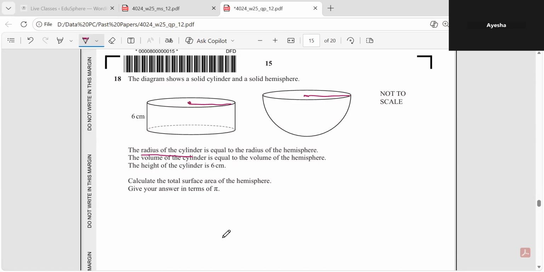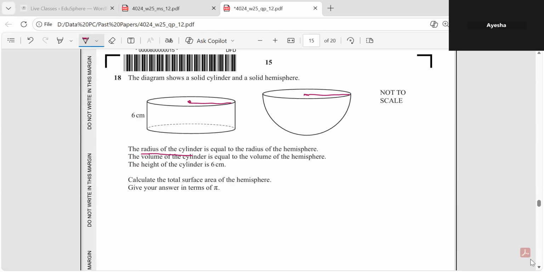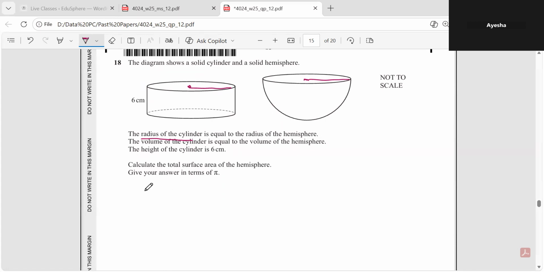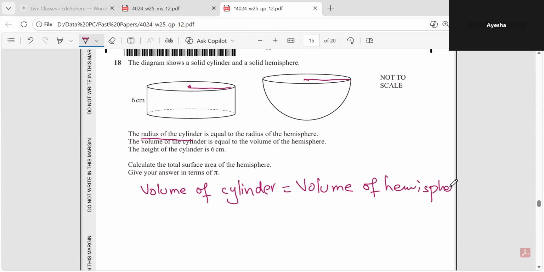So we know the formula, and we have to give the answer in terms of pi because it's paper 1. So we will write that the volume of the cylinder, because this is the condition, is equal to the volume of the hemisphere. The formulas are given in the beginning of the question also. So the volume of the cylinder is pi r square h, and the volume of the hemisphere is 2 by 3 pi r cube.